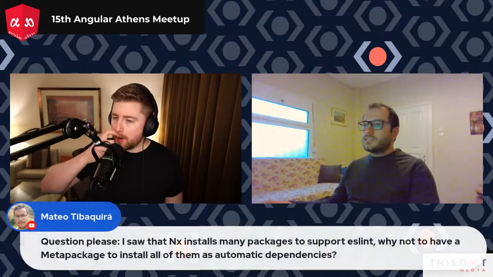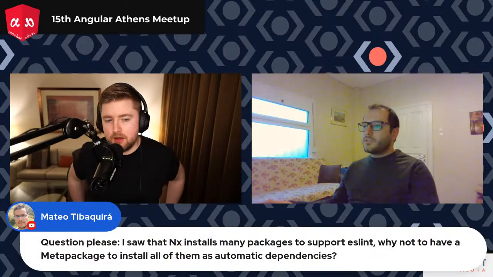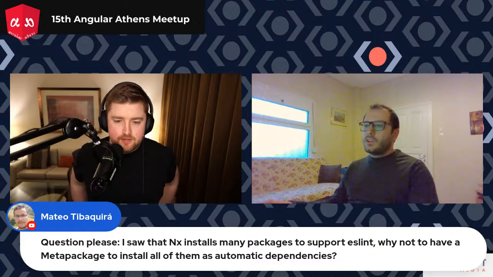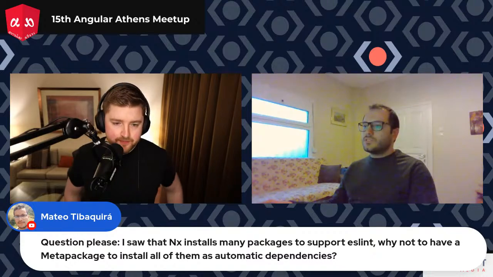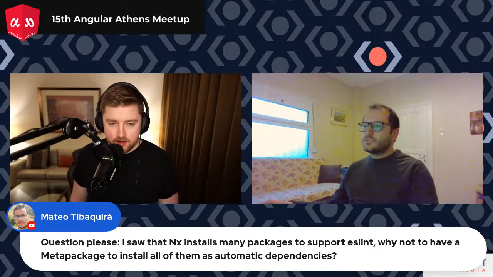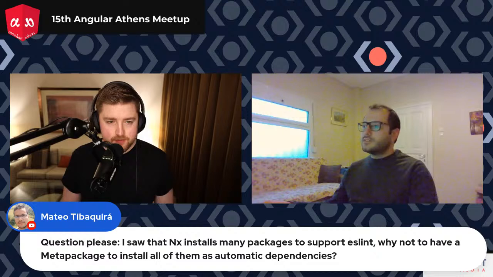Beginning with Matteo. He asks, I saw that NX installs many packages to support ESLint. Why not have a meta package to install all of them as automatic dependencies?